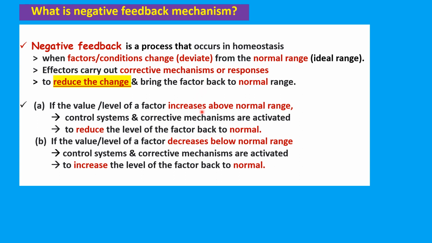Now, for example, if the value or the level of a factor increases above the normal range, control systems or regulatory systems and corrective mechanisms are activated to reduce the value of the factor back to normal. On the other hand, if the value or level of the factor decreases below the normal range, control mechanisms or regulatory systems are also activated. Okay, regulatory systems and corrective mechanisms are activated to increase the level of the factor back to normal. Okay, so that's why it's called negative feedback. That means it will cause the change to be reduced, and this will bring the level of the factor back to normal.